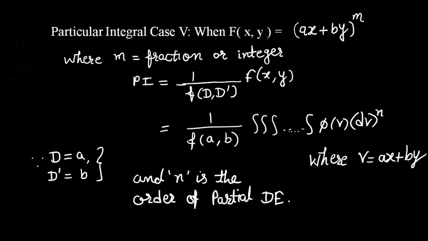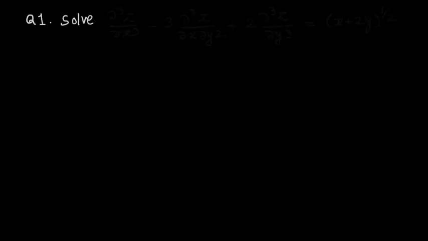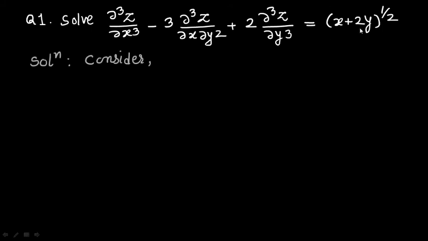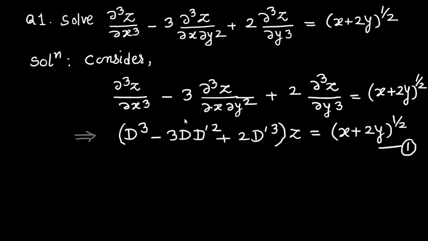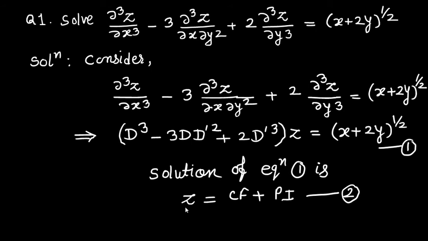Now we discuss a problem on this fifth case. Solve this equation. Here the right hand side of the equation is (x plus 2y) to the power 1 by 2, in terms of fraction. Now consider the given equation, then write down the equation in symbolic form by substituting del by del x equal to capital D and del by del y equal to D dash. And the solution of this equation 1 is given as z equal to CF plus PI, where CF is the complementary function and PI means particular integral.